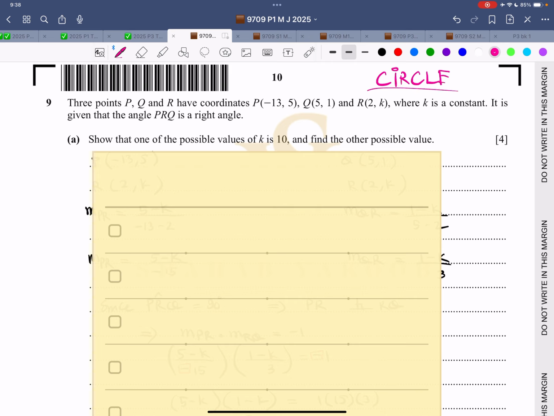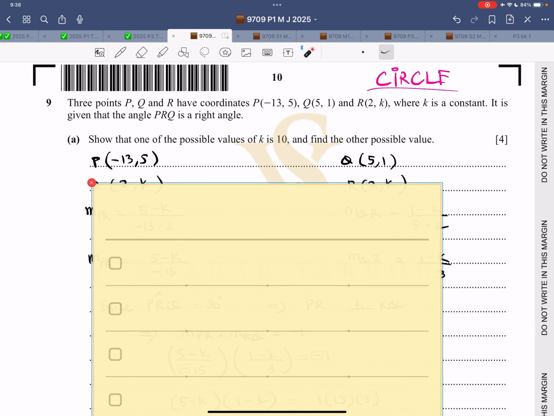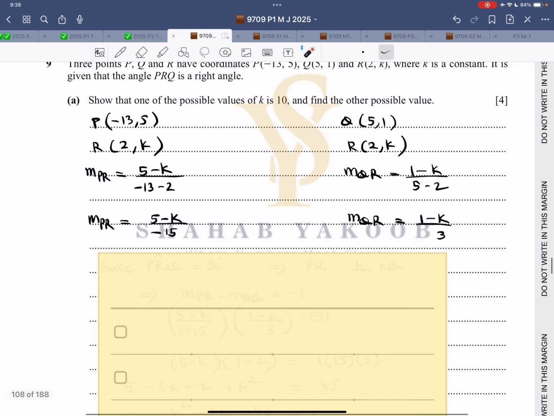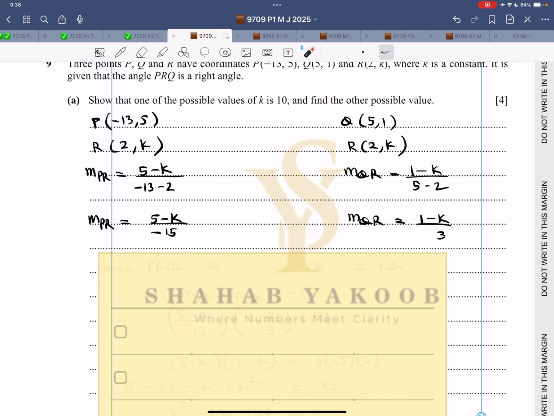The question says 3 points, P, Q, R have coordinates such and such, where K is a constant. It is given that the angle PRQ is a right angle. Show that one of the possible values of K is 10. Find the other possible value. So it's a good thing that the examiner helps you out. Now I have done it using gradient. Someone can do it using Pythagoras theorem also.